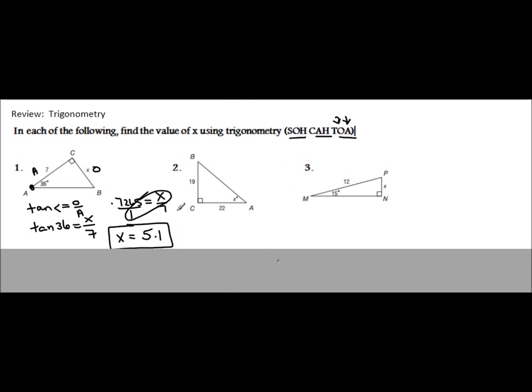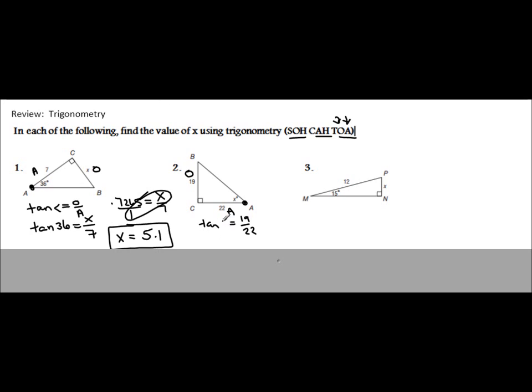Now sometimes it won't be a side length that you're looking for, it might be an angle measure. So we do the same thing. We put a little dot where the angle measure is. We label the sides according to what they are in relationship to the angle. So 19 is opposite x and 22 is adjacent to x. So once again, the tangent of your angle is equal to the opposite side over the adjacent side. And in this case, the angle measure is what we're looking for.